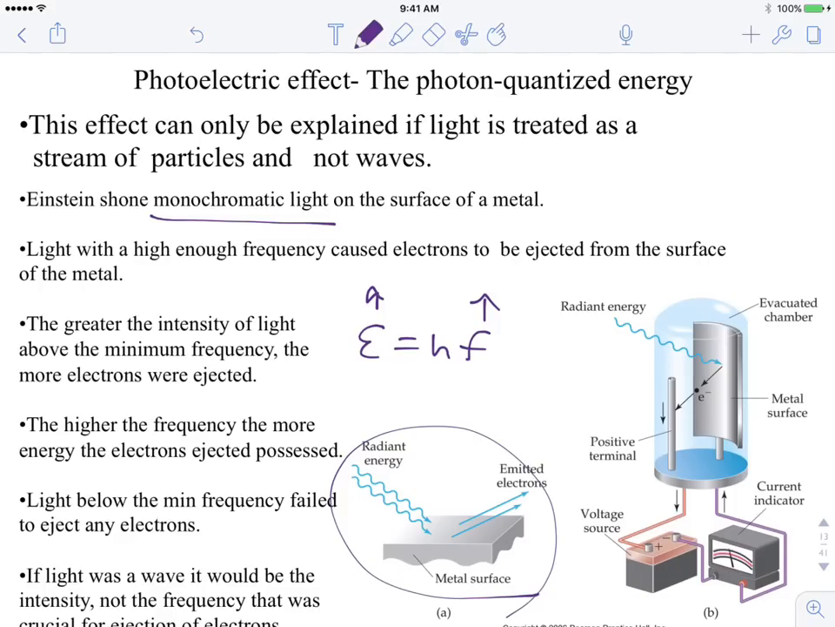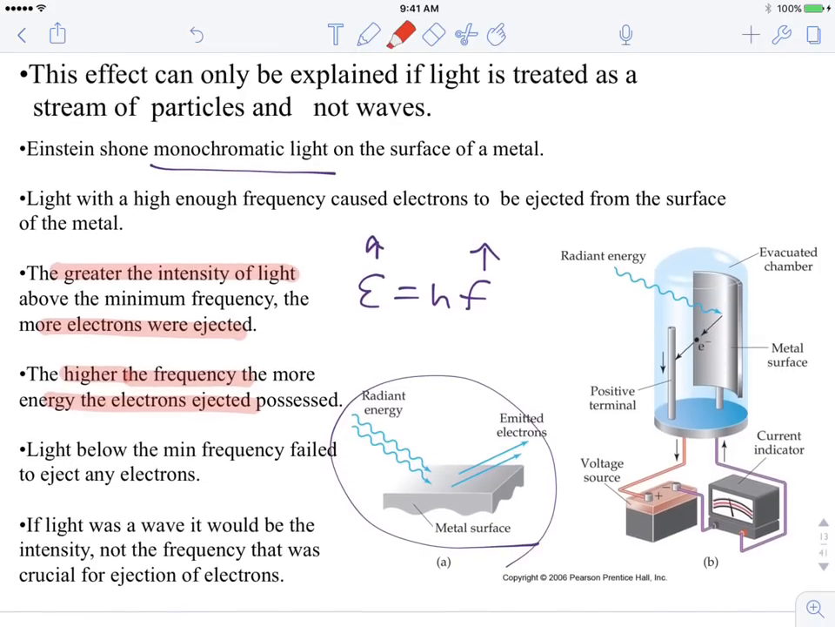If he used a higher intensity, what he noticed was that there would be more electrons. And what's really important is that any light below the frequency would fail to eject electrons. So we have these three key findings here. The intensity would give more electrons. The frequency, the higher it was, the more the energy of the electrons were that were ejected. Any light below the minimum frequency would fail to eject electrons.